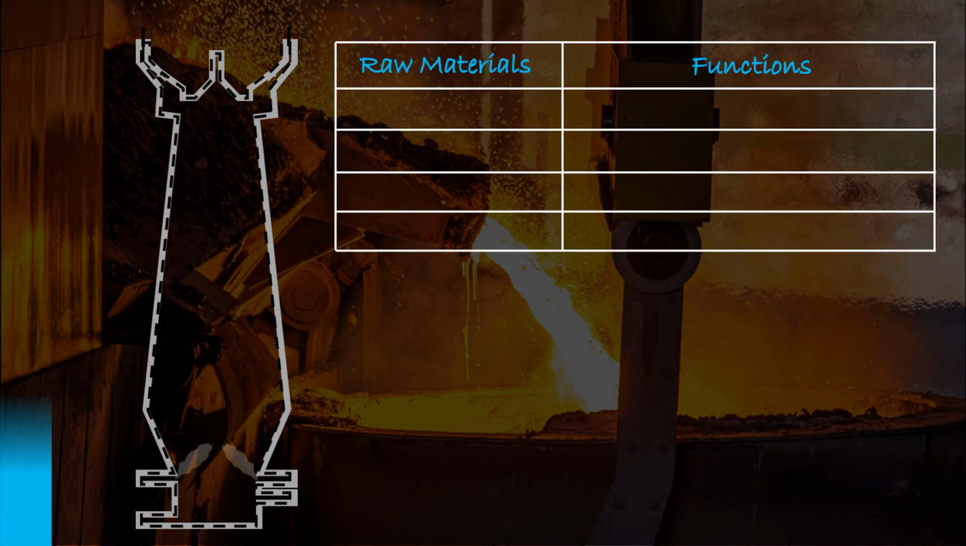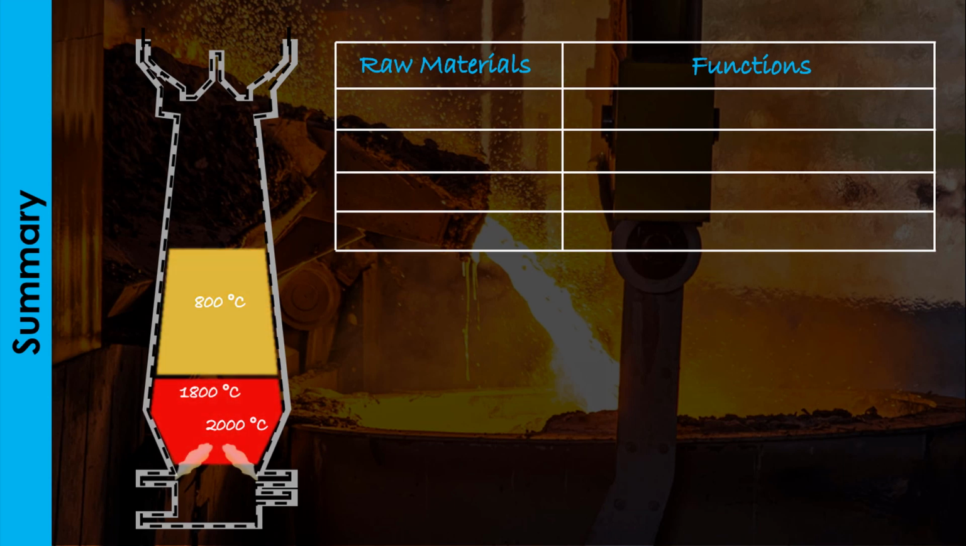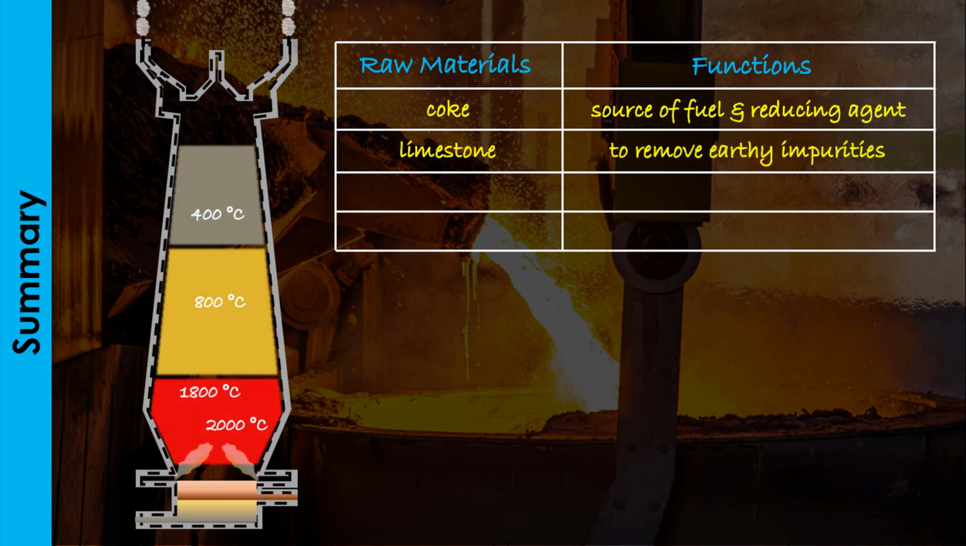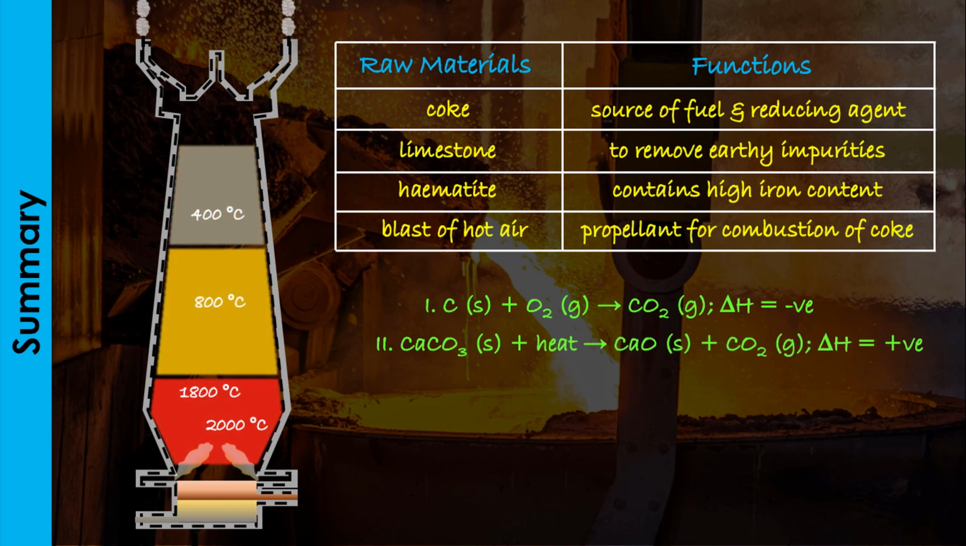In summary, the functions of the raw materials used in the extraction of iron from its ore are as follows. Coke is used as a source of fuel and reducing agent for the process. Limestone is used for removing the earthy impurities as slag. Haematite contains a high proportion of iron(III) oxide that is reduced by carbon(II) oxide to iron, while the blast of hot air serves as a propellant for the combustion of the coke. The reactions occurring at different levels and the constituents of the waste gases are as shown on the screen.